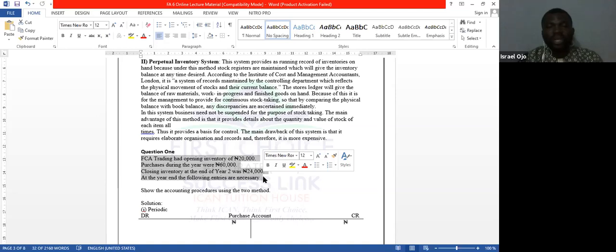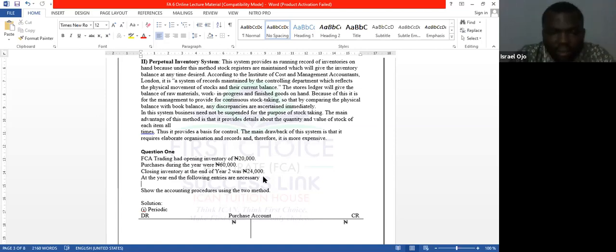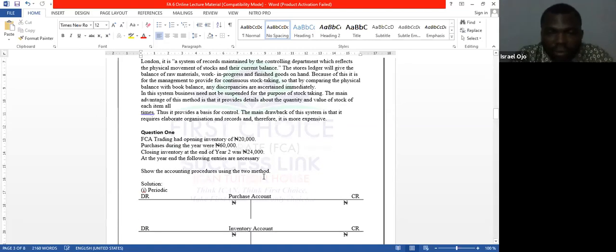So this question is telling us that we have this transaction. They now ask us, as the accountant, that if we are using the first method, which is periodic, how are we going to account for it? And if we are using the second method, which is perpetual, how are we going to account for it? So now let's do that, and let's see how it will affect our financial statement. First, let's start with periodic.